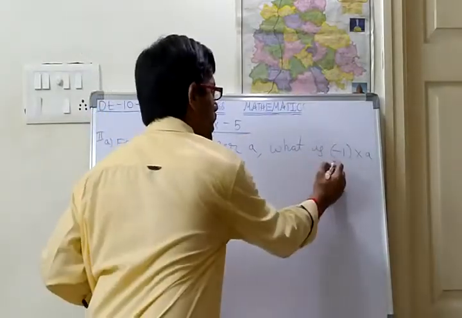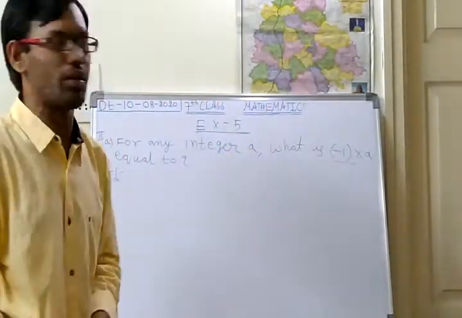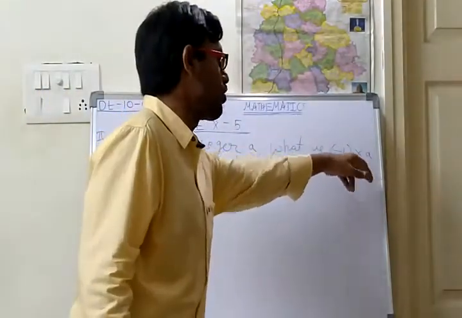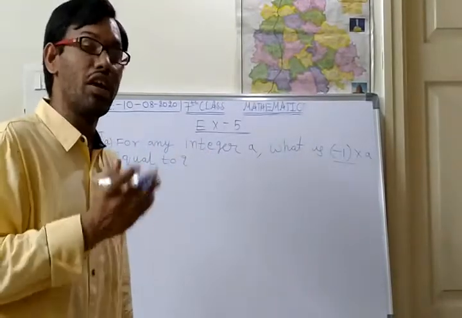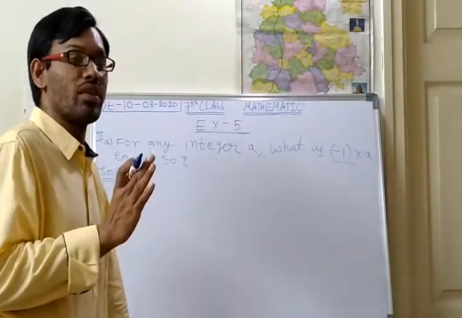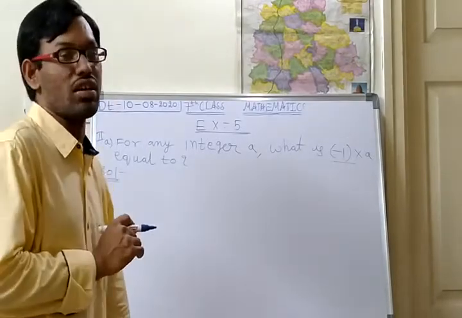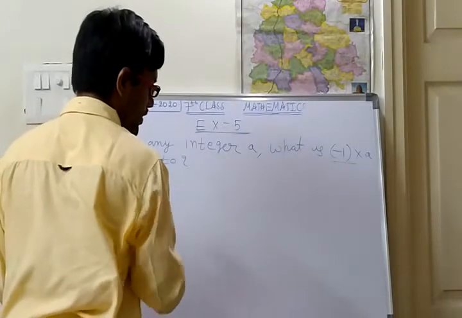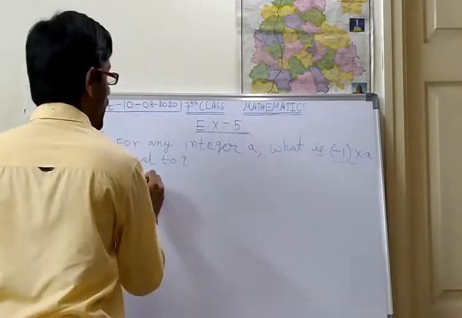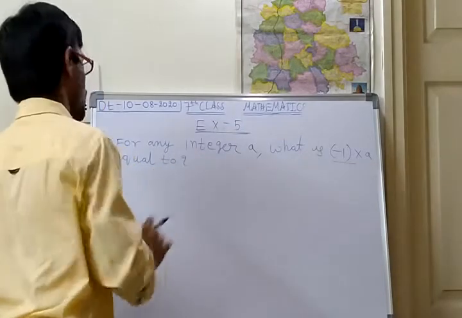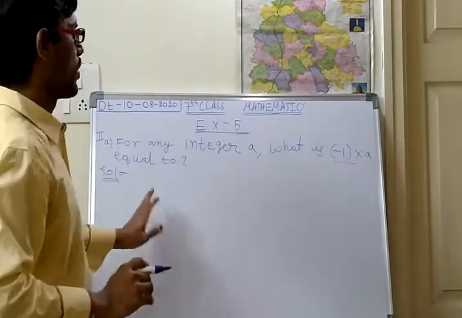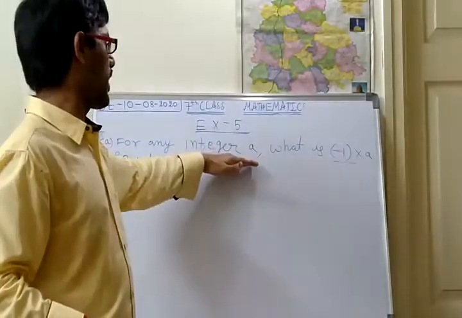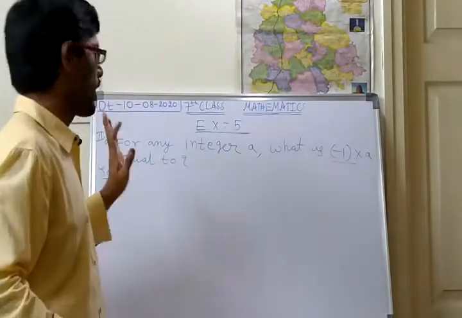So what is minus 1? Minus 1 is a negative number. So here we are taking the negative identity. Minus 1 into a is there. Into is multiplication. He is asking about the multiplicative inverse identity. So which property is this? He is not asking which property it is. For any integer a, what is minus 1 into a equal to, he is asking.